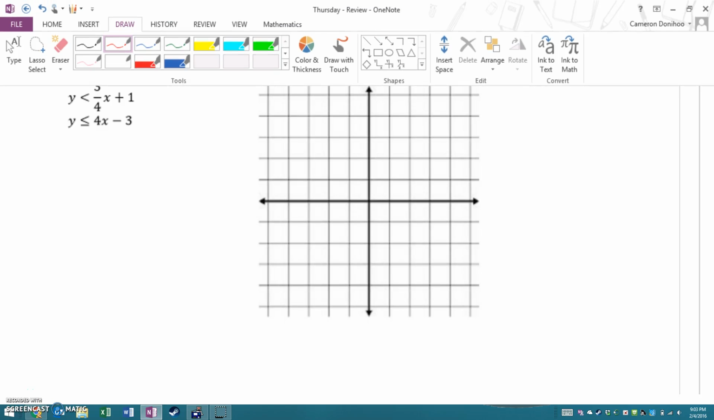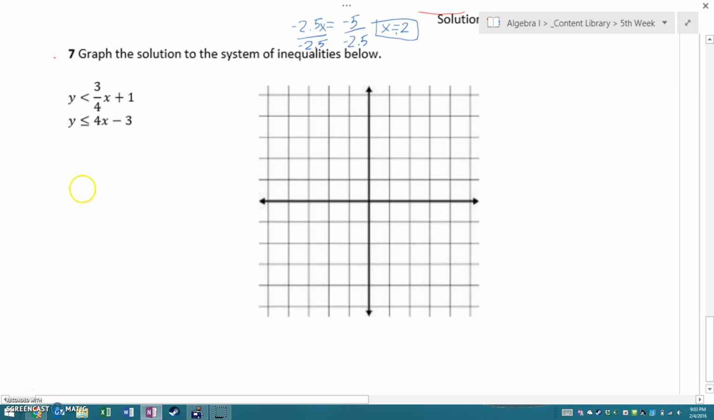All right, I'm picking up part 2 for the review for tomorrow. Number 7, last problem on the paper copy of the review you got in class.